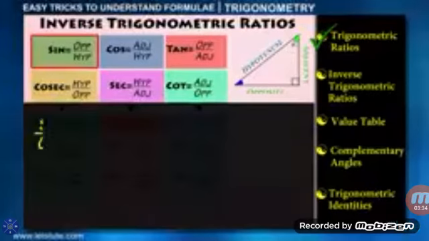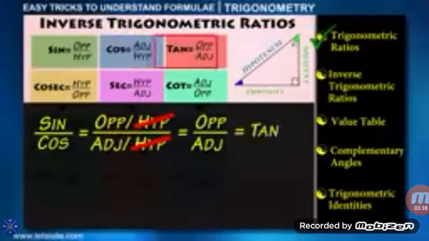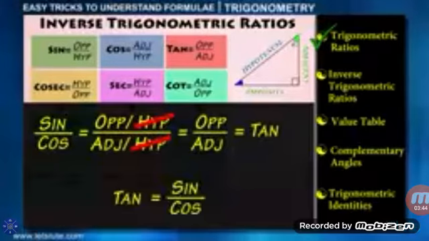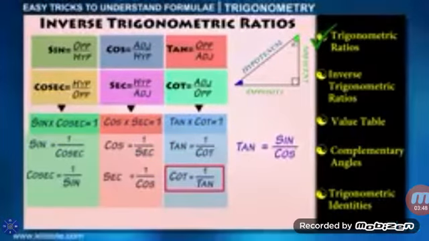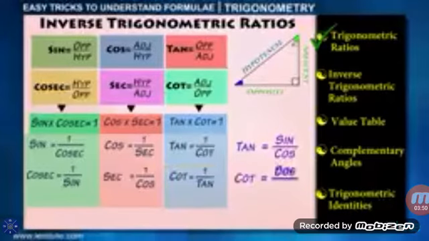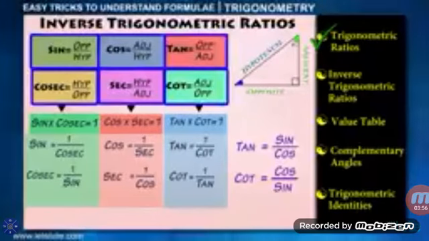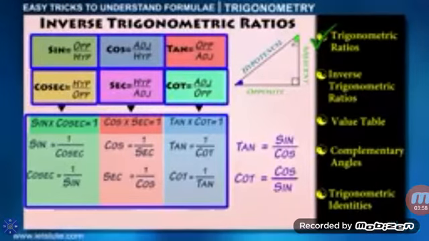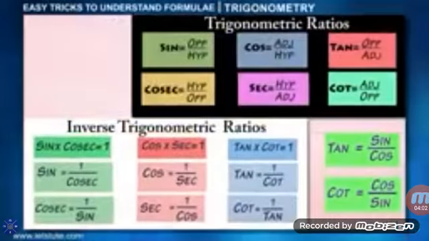Now, if we take the ratio of sine and cos, we get the same ratio as tan. Thus we have got one more formula, that is tan is equal to sine upon cos, and since tan and cot are inverse, cot is equal to cos upon sine. So you see, by just simply playing with these 6 trigonometric ratios, we can derive different formulae. Let's summarize the formulae we learned till now.